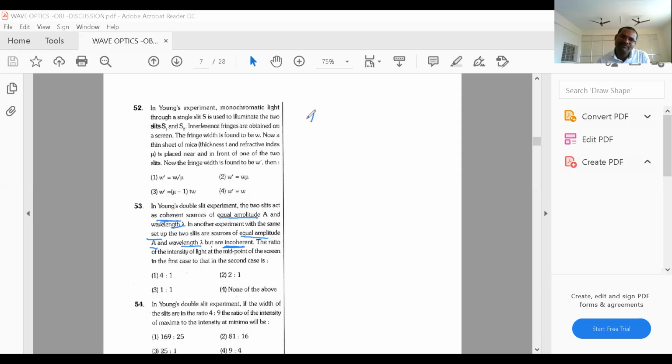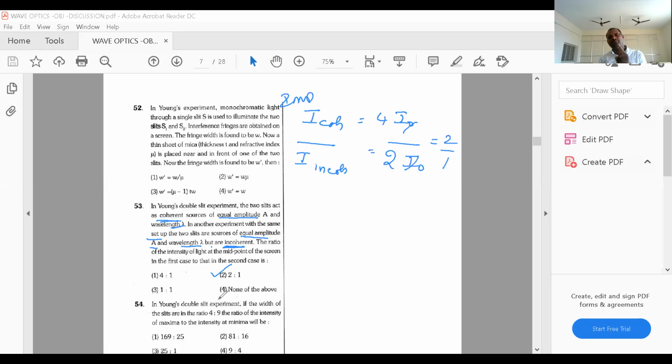Intensity of light due to coherent sources is 4 I naught. Intensity of light due to incoherent sources will be 2 I naught. This is an important point, you need to remember. So the ratio will become 2 by 1, so it will be 2:1. For coherent sources, it will be 4 I naught.